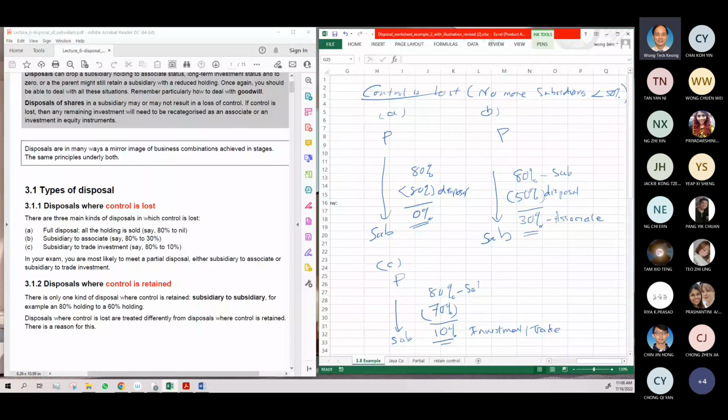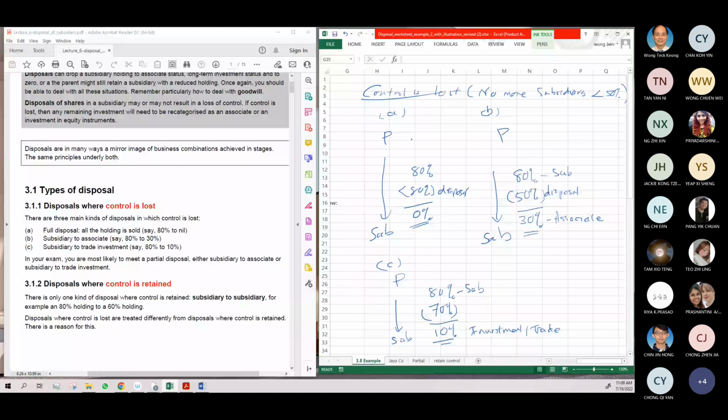So for all these three types, where control is lost, the accounting treatments are different. So you have to understand and remember which type of disposal you follow, and which type of accounting treatment. So that's why this topic is complicated, and sometimes it will be confusing. First, you must decide whether they lost control or not. If you lost control, then you see whether you follow type A, B, or C. Okay.